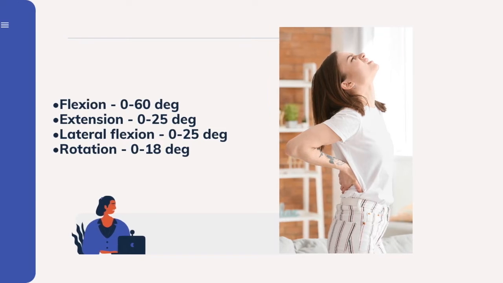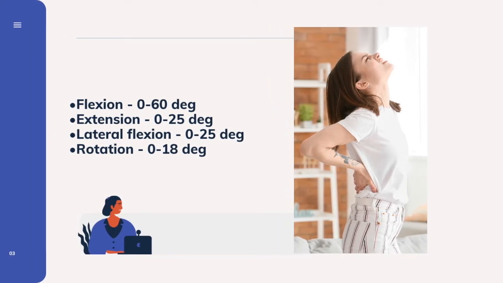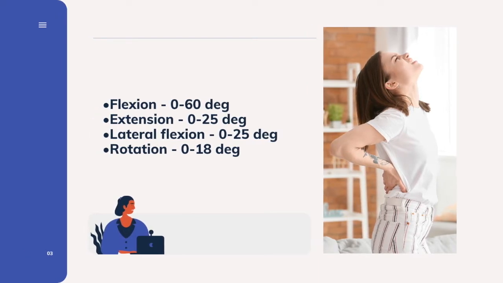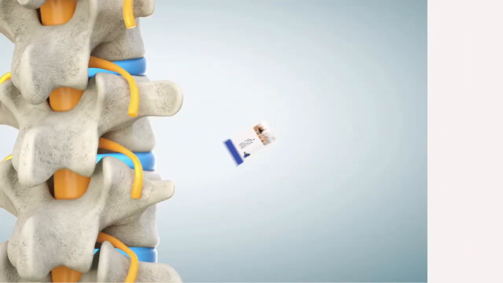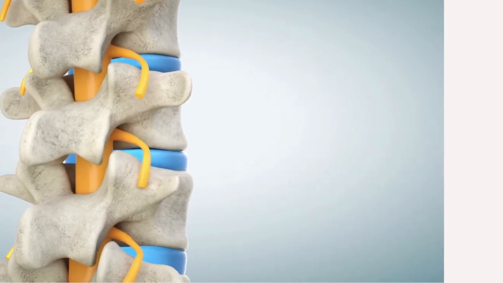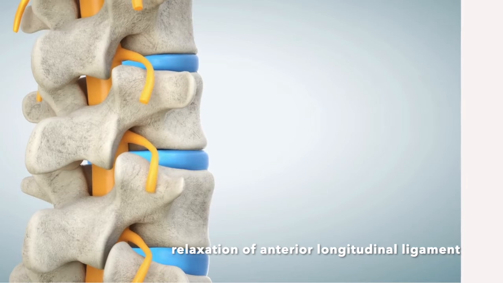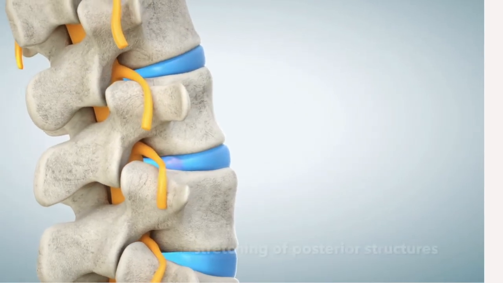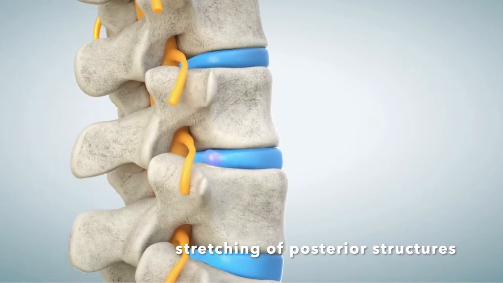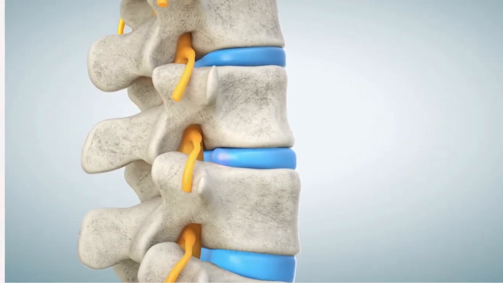In assessing range of motion of the lumbar spine, it is important to know the normal range of motion of this segment. Flexion in the lumbar spine involves relaxation of the anterior longitudinal ligament and stretching of the supraspinal and interspinal ligaments, the ligamentum flavum, and the posterior longitudinal ligament.